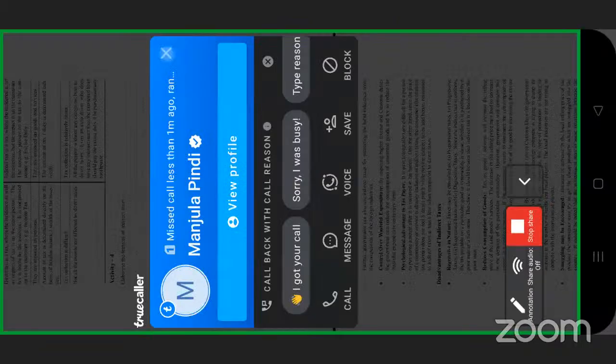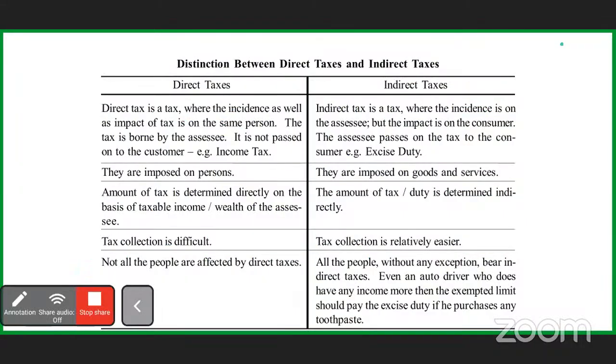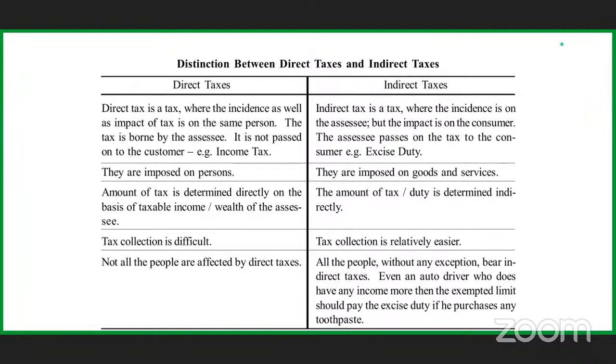And the amount of tax is determined directly on the basis of taxable income under direct taxes, whereas under indirect taxes the amount of tax is determined indirectly. And under direct taxes, tax collection is difficult. Why? Think about small organizations or private sector employees, whose accounts the income tax department may not have direct access to, and we do not know how much income they are receiving. So it's very tough to make sure that all individuals pay the tax.